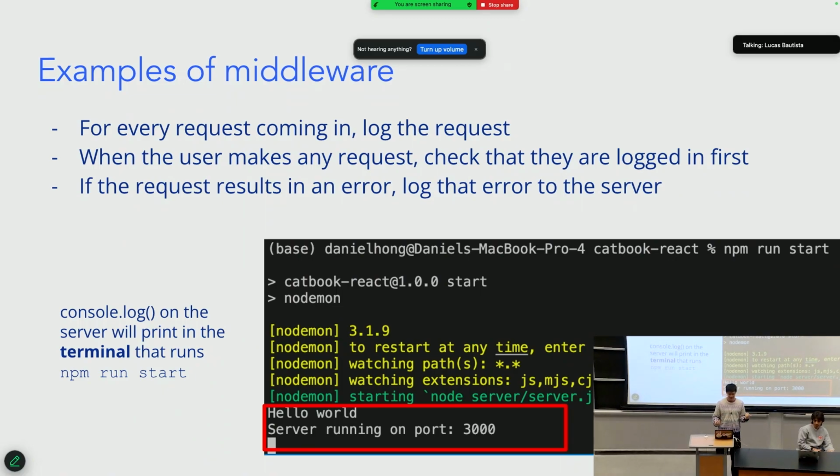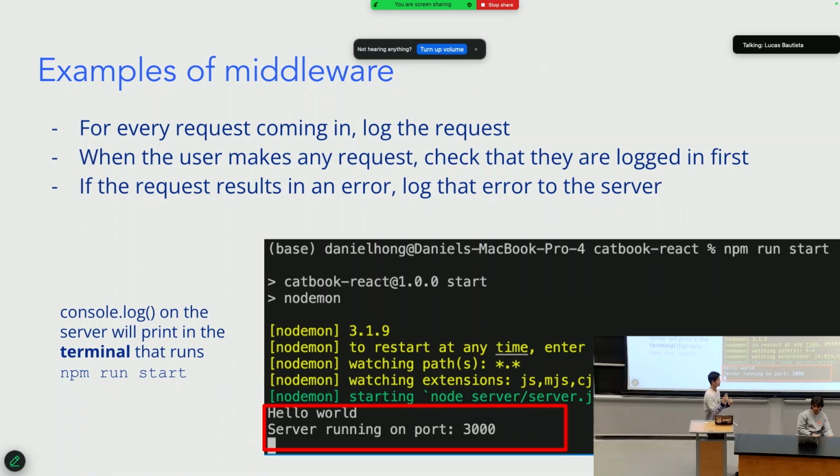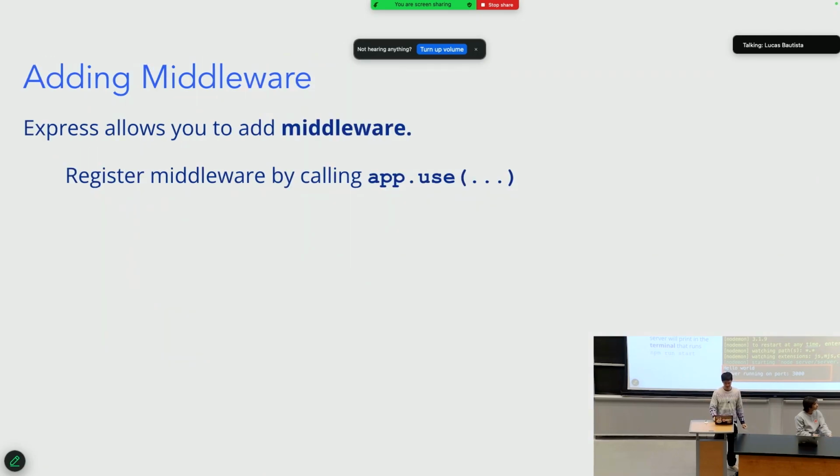One thing to note is that whenever you console log on your server, it'll print to the terminal that you're running npm run start in. We'll talk a little more about what that means, but basically, it's not going to print to your browser. That's the main differentiation here: for whatever server code you have that is running console.log, you should not look to your browser, but rather to your terminal.